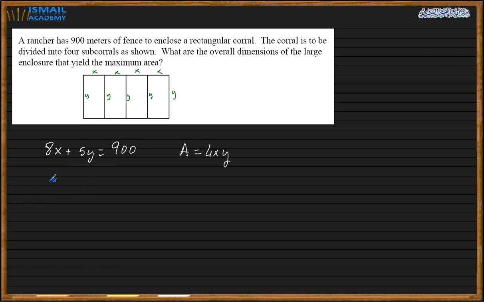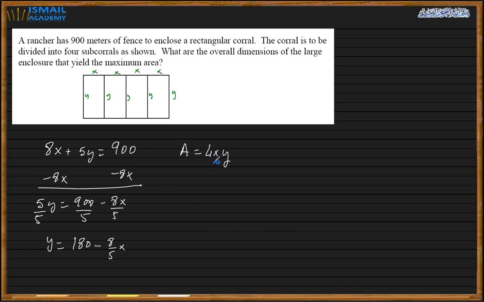I solve for y, so I subtract 8x from both sides. So I got 5y equal 900 minus 8x, divided by 5. So y will be 180 minus 8 over 5 x. I substitute this y here. So this will be 4x times 180 minus 8 fifths x.